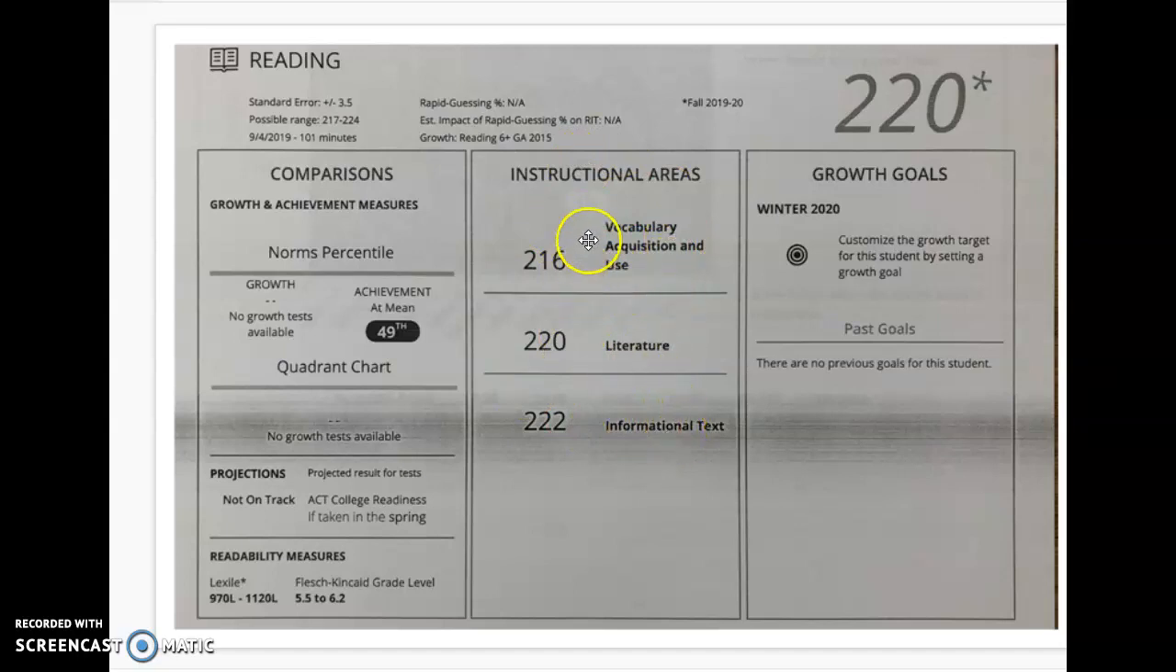All right, so if we go to instructional areas, then like the math test, it's divided into sections. Vocabulary acquisition and use is 216. Literature is 220. Informational is 222. So these are about the same, but a little bit stronger in informational text than in literature. Vocabulary is a little low. Here's the deal. You get better at vocabulary by reading. And if this student really focuses on reading and building vocabulary, these two scores are going to come up. Again, because we have not taken the MAP previously, we don't have a growth goal here.